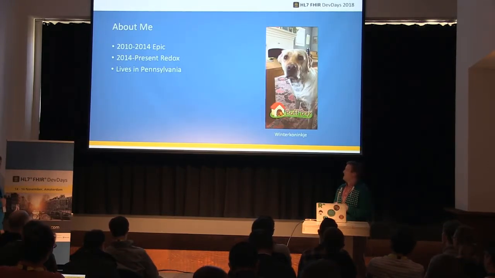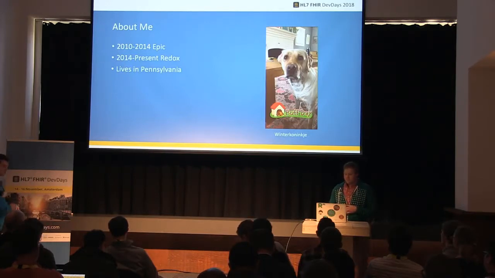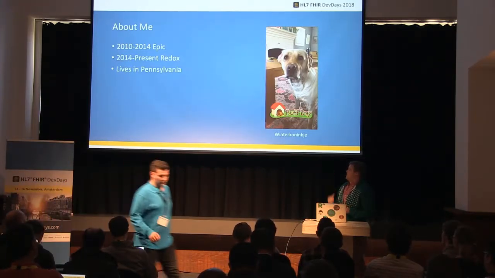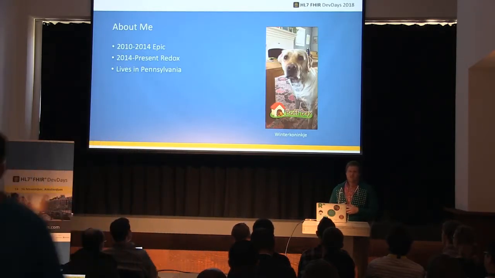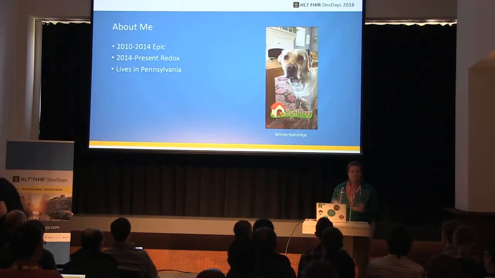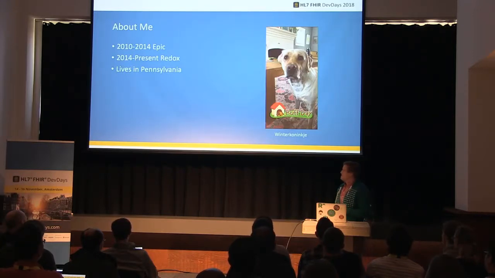In 2014, I left, and I was employee number 2 at a company called Redox. I live in Pennsylvania. This is a picture of my dog. Her name is Wren, and I translated that to Dutch. It's a type of bird. So I think that's like Winter King, or something like that. It seems like a pretty cool name in Dutch, so I might come up with a new nickname for her.